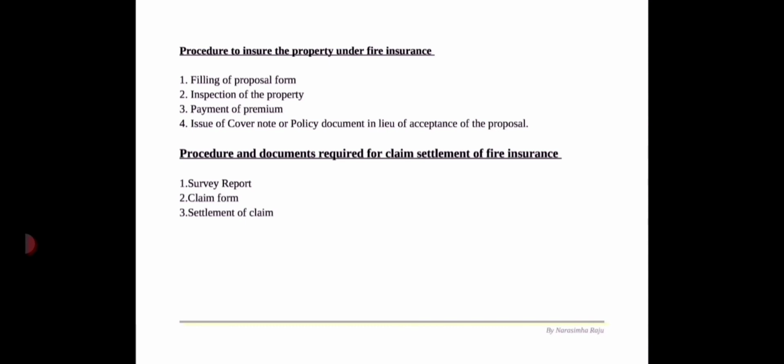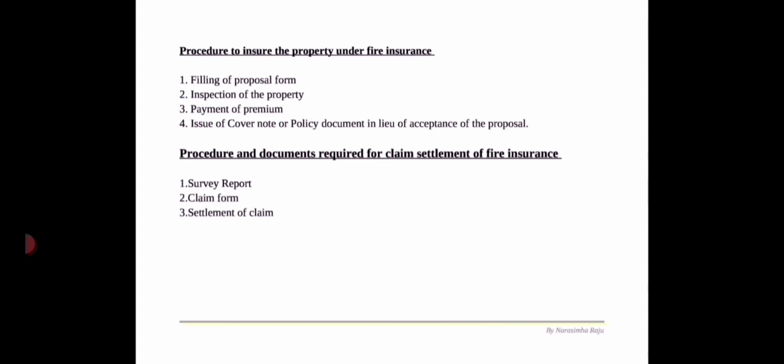Coming to the inspection of the property, in the case of property of any business organization, whether manufacturing or other type of organization, a risk inspection report is submitted by the insurer or the insurer's engineers. The engineers submit in their report the nature of risk involved in the factory or the manufacturing unit.